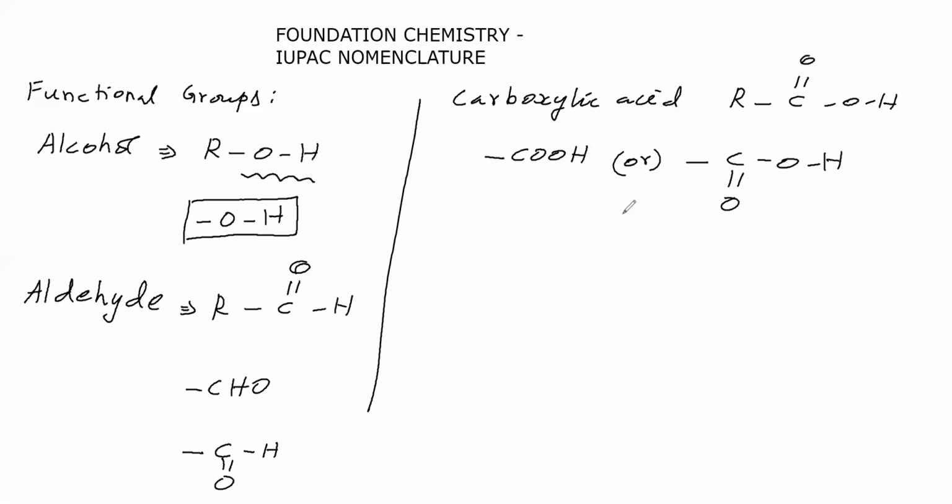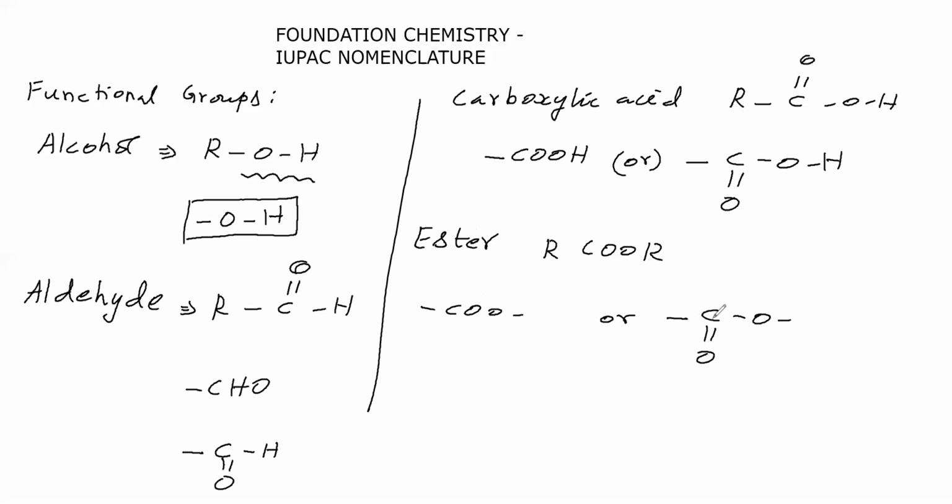It is carboxylic acid. Like this we can say ester. Ester is the functional group. Ester, how to write in the sense R, COO, R. Like this we can write. Now here ester means this COO. We can write it as C double bond O, single bond O, single bond.